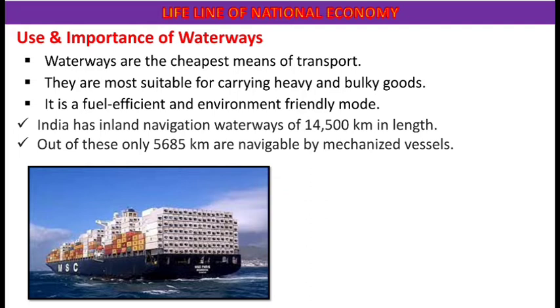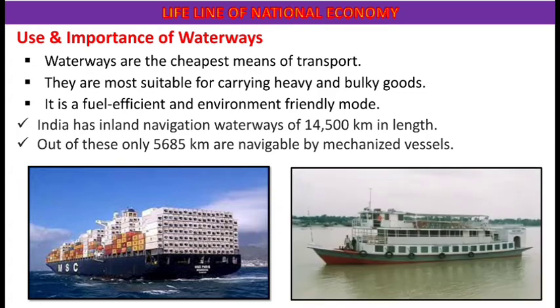India has an inland navigation waterway of 14,500 km in length. Out of this, only 5,685 km are navigable by mechanized vessels, which means India has an extensive network of inland waterways in the form of rivers, canals, backwaters and creeks. The total navigable length is 14,500 km. Out of this, about 5,685 km are deep enough to allow ships and boats to navigate safely.